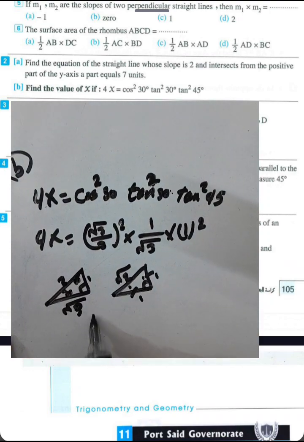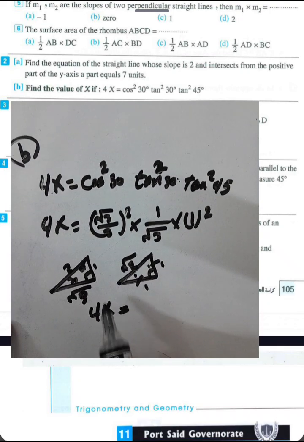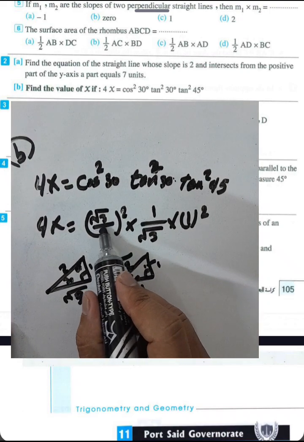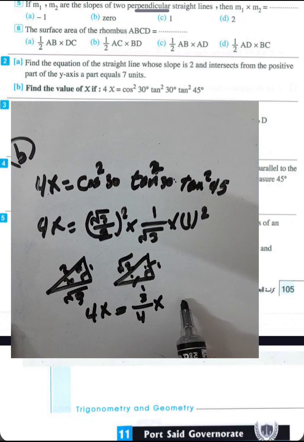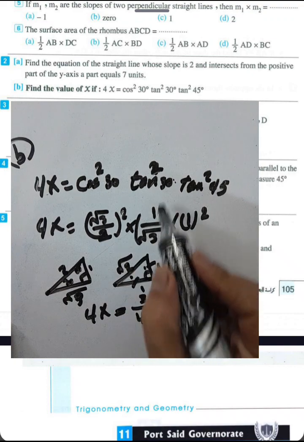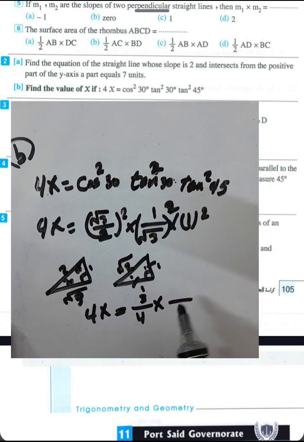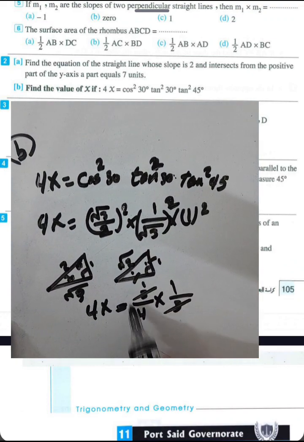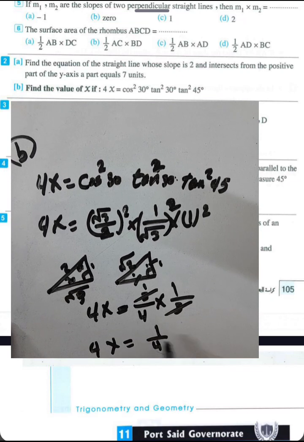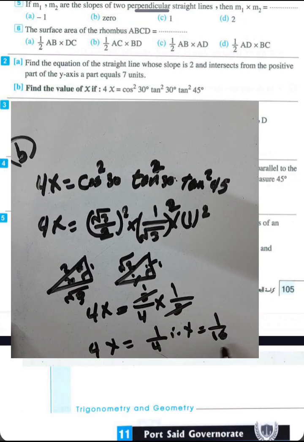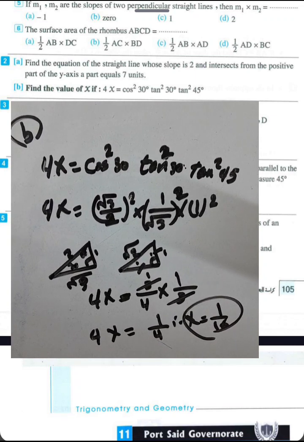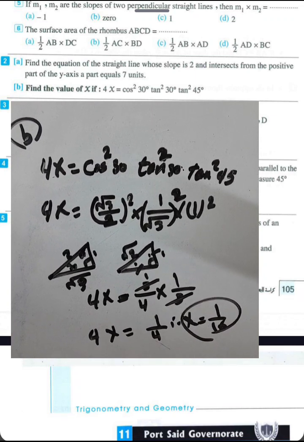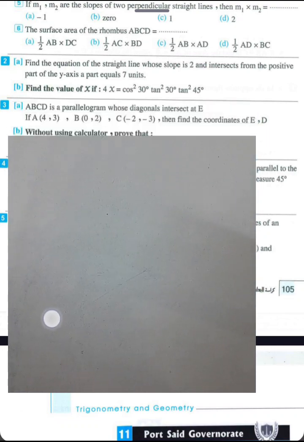Then we can complete: 4x equals root 3 power 2, which is 3, over 2 power 2, which equals 4, and right here tan 30 power 2 will be 1 over 3. You can cancel 3 by 3, then 4x equals 1 over 4, then the value of x equals 1 over 16. Okay, the value of x, choose the answer for question letter B.